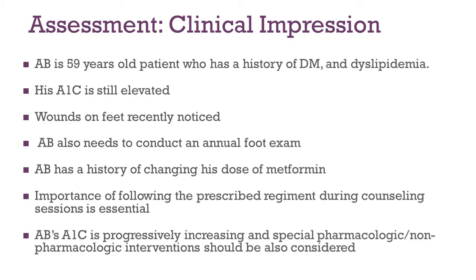For the assessment, AB is a 59-year-old patient who has a history of diabetes and dyslipidemia. He was recently diagnosed with microalbuminuria and hypertension as a result of diabetes. After his recent visit, irbesartan 150 mg was added to his medication to manage his microalbuminuria and hypertension. His blood pressure and lipid profile are well controlled right now. His A1C is still elevated and needs to be managed closely to prevent any other long-term complication related to his uncontrolled hyperglycemia.